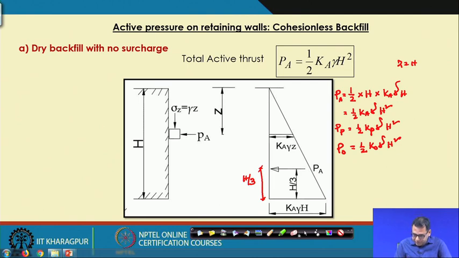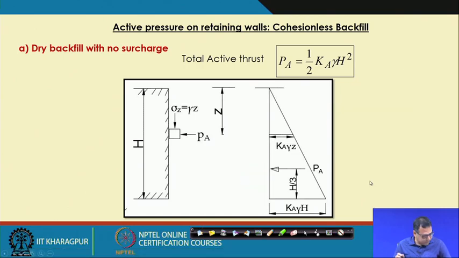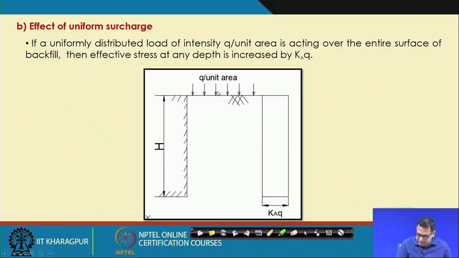So, next part: here all the derivations, all the things I have derived without any surcharge. That means I have considered only the backfill soil weight. Now, if we have a surcharge here, so this is the surcharge applied, and that surcharge is Q per unit area or unit meter.